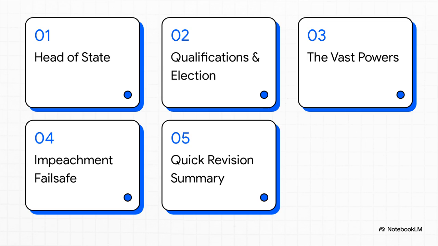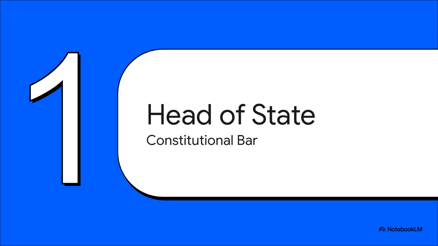All right, here's our roadmap for this explainer. First, the head of state. Second, qualifications and election. Third, the vast powers. Fourth, the impeachment failsafe. And finally, a quick revision summary to lock it all in. Let's get into it. Section 1, the head of state and the strict constitutional bar for entry.